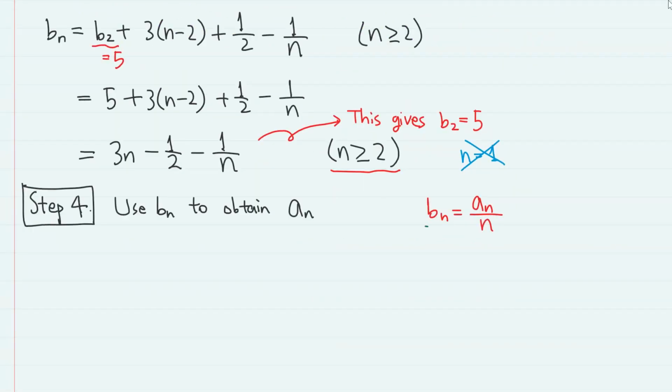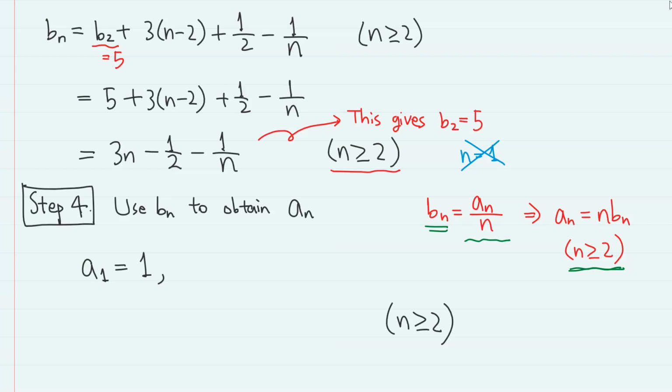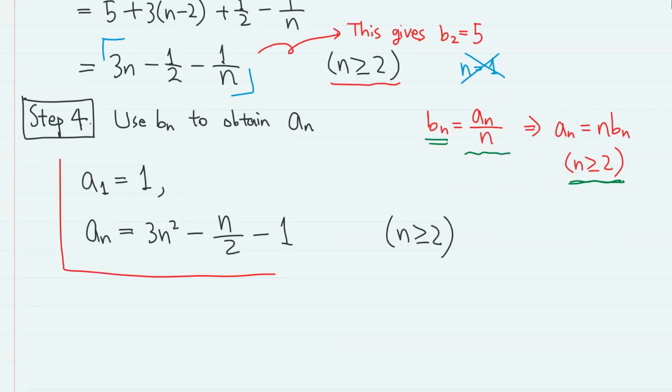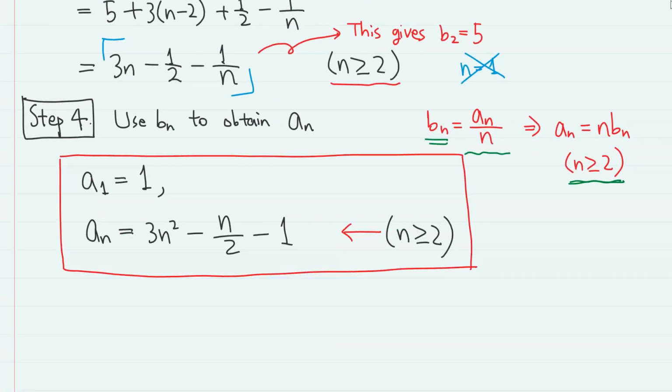So now that we've found bn, which is an divided by n, we can finally find an by n times bn, but only for n greater than or equal to 2. Therefore, we have to write a1 separately, which is just 1. And when n is greater than or equal to 2, an equals this times n, so (3n squared minus n) over 2 minus 1. And this is our final answer.